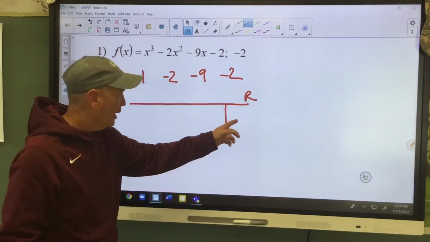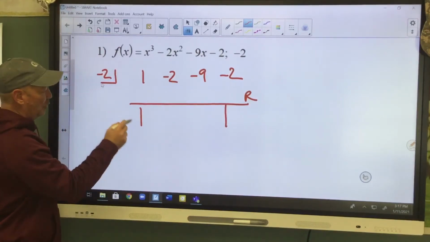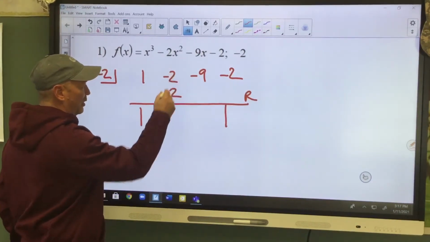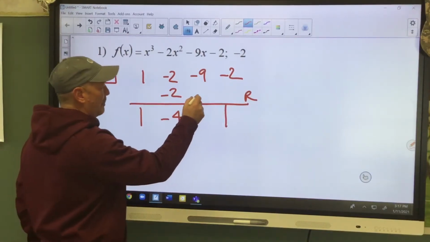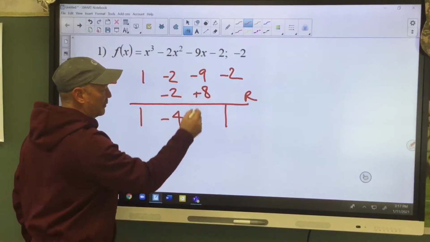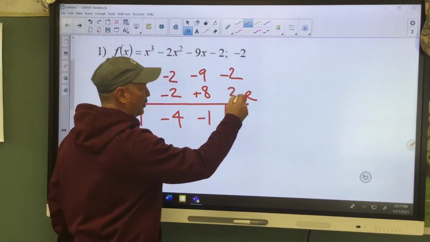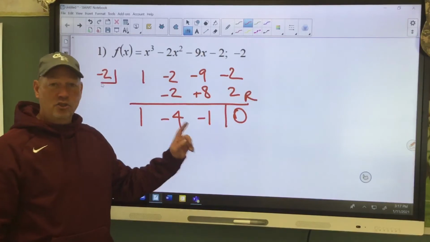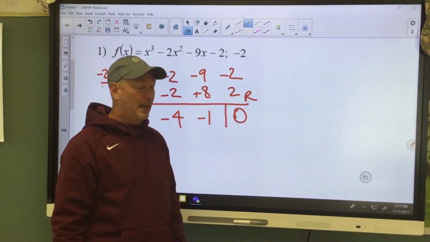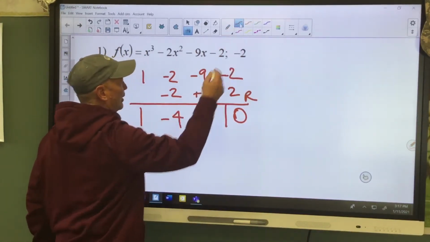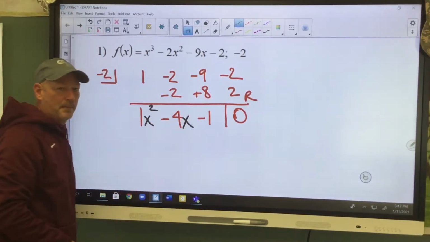This is our remainder column right here, okay? Bring down the first number, and we say -2 times 1 is a -2. This gives us a -4. -2 times -4 is a +8, which gives us a -1. -2 times -1 is a +2 with a remainder of 0. That's a good thing. This lets me know that I am doing something right. Step 1 is good, okay? So we look at what we got. This is going to leave us with x squared minus 4x minus 1.